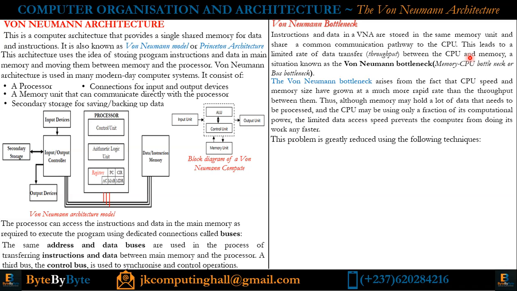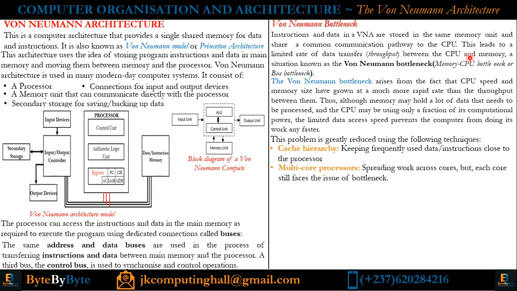This problem is greatly reduced using the following techniques. We have the cache hierarchy, keeping frequently used data and instructions close to the processor. That is, with the use of the cache, the data and instructions that we need to process frequently are stored in a cache in such a way that the time taken to access them is low. The multi-core processors spread work across cores, but each core still faces the issue of the bottleneck. The concept of multi-core processors is explained under parallelism.